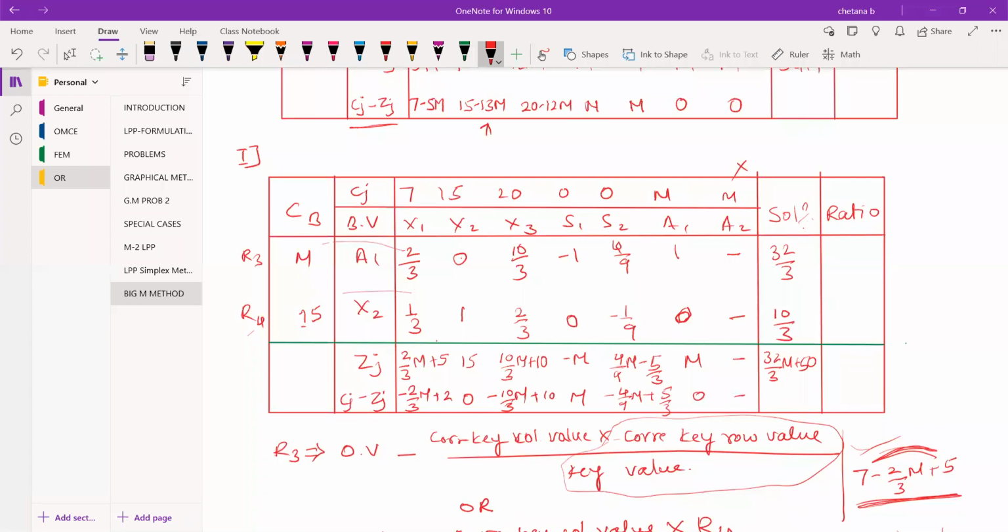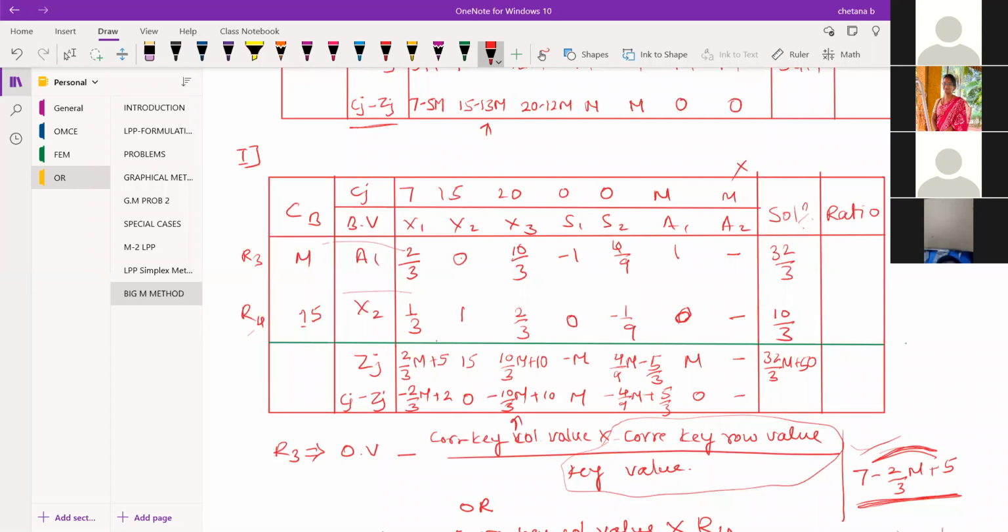Now, coming to the conclusion part. If you see which is the most negative, you need to see it with respect to M. The maximum coefficient that we have considered as M, in the big M method you need to always, when you examine the Cj minus Zj, observe it carefully with respect to M only. So the most negative here is minus 10 by 3 M plus 10. So this is the key.